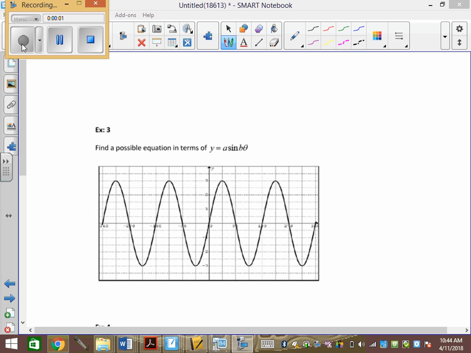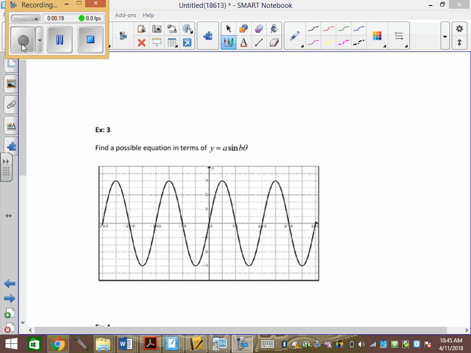At basic graphs where we have no horizontal translation and vertical translation. And then we're going to deal with adding the horizontal and vertical, which makes it quite a bit harder. Okay. So example 3, find a possible equation in terms of y equals a sine b theta.